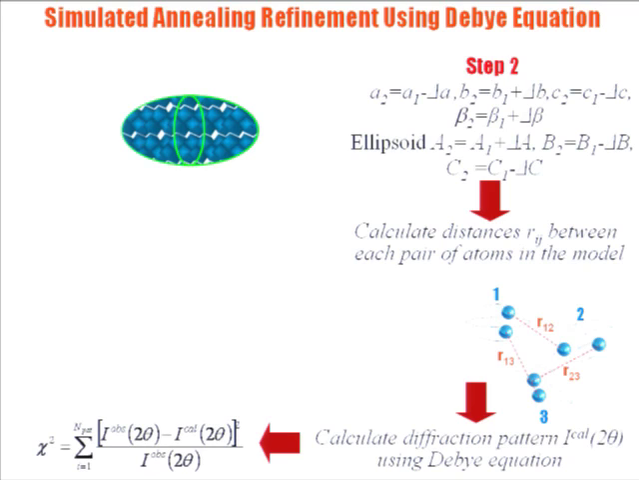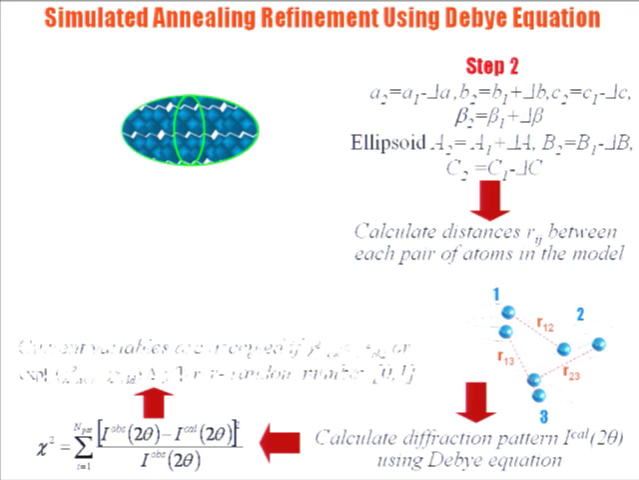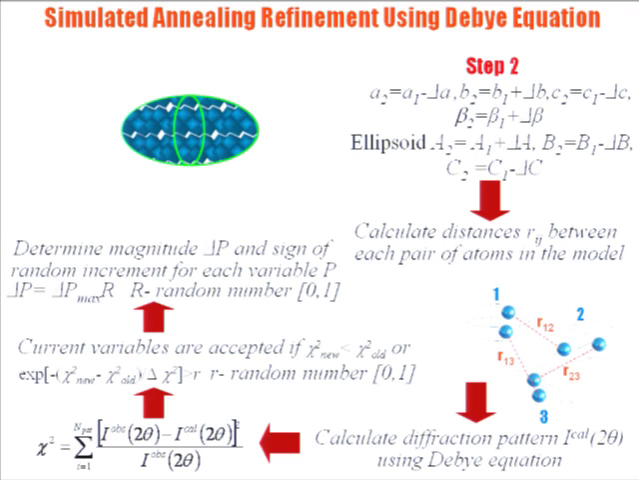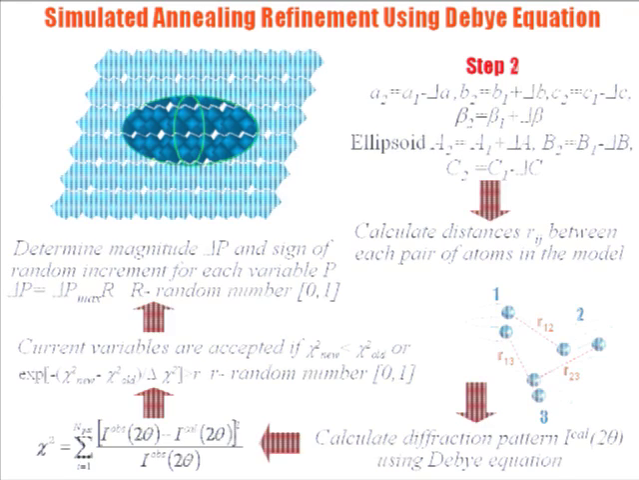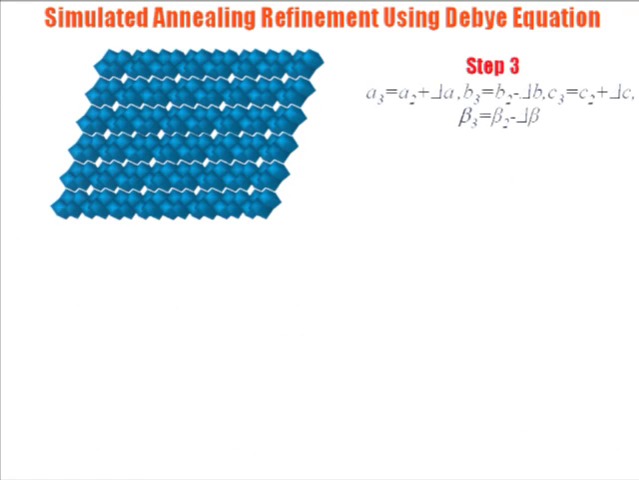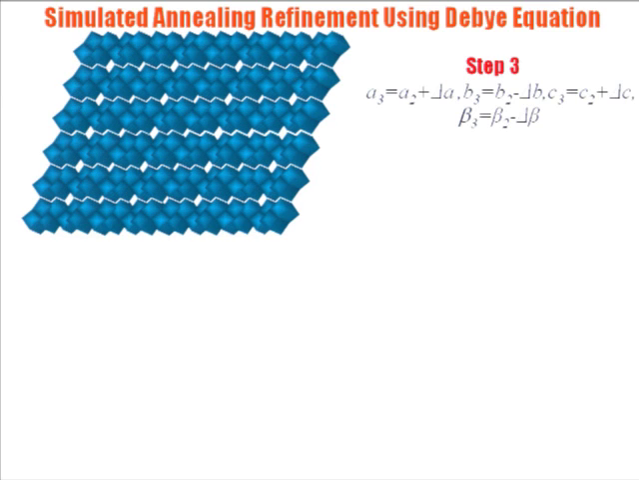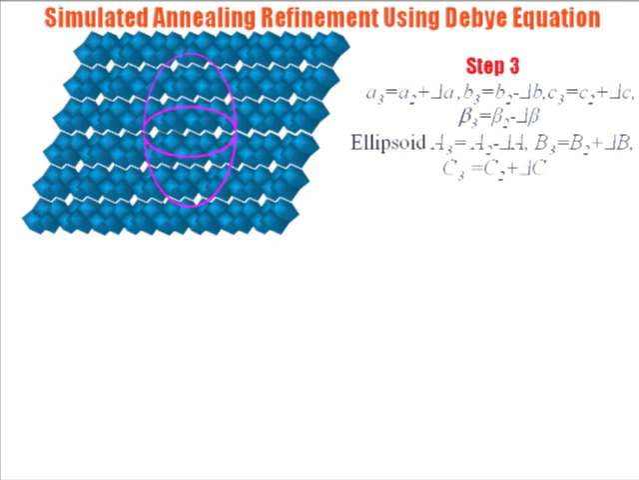Once again, calculated diffraction pattern, calculated chi-square, use Metropolis scheme to either accept or reject the step. This was explained in detail in Ken Shankland's talk on global optimization, so I'm not going into details here. And once again, calculate the magnitude and the signs of random increments for the next step. And once again, the next step, the same procedure, only the structure becomes slightly better.